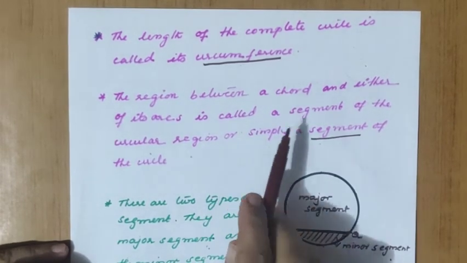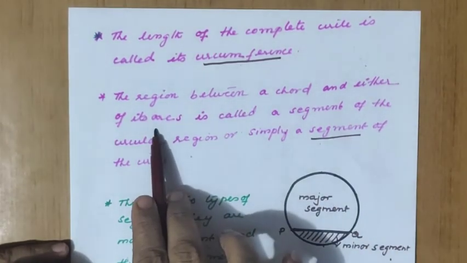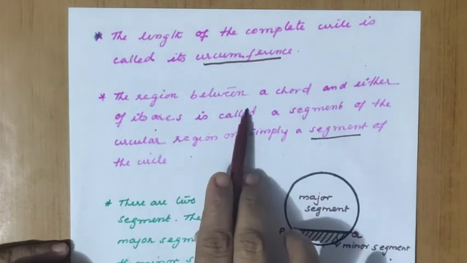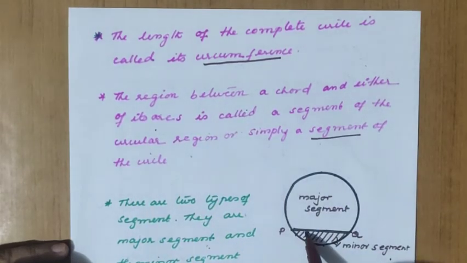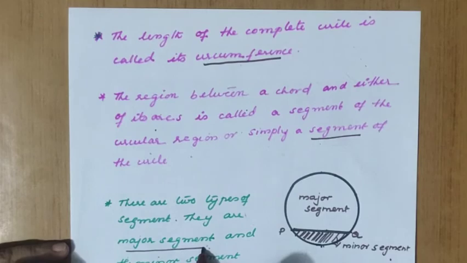So what we learned here is a chord and an arc. The region between the chord and the arc is called a segment. Based upon its arc length, if it is less than the semicircle, it is called a minor segment, and if it is more than the semicircle, it is called a major segment.